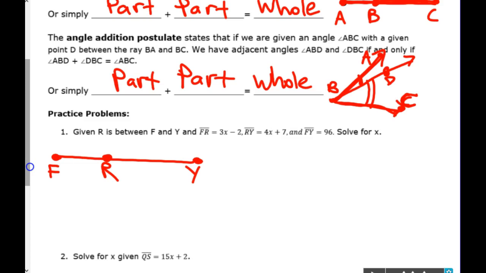Now, it tells us some values. FR is 3x minus 2. So I want to label that. FR, 3x minus 2. That's my first part. RY, 4x plus 7, is my other part. Cool? And then it tells me FY, which is all the way across. I like to use a bracket to kind of show it's the whole thing, is 96.